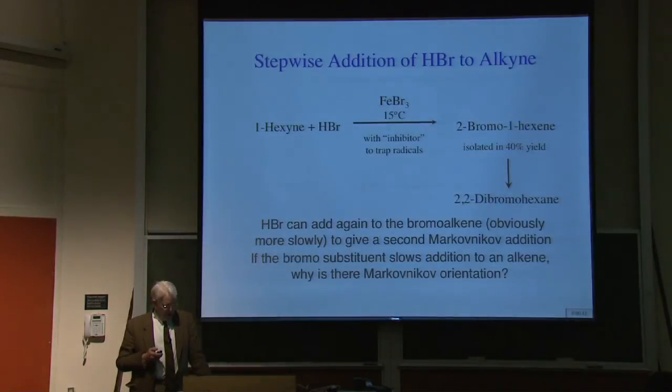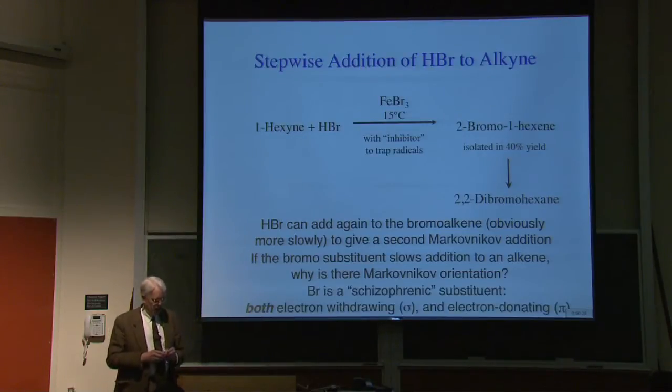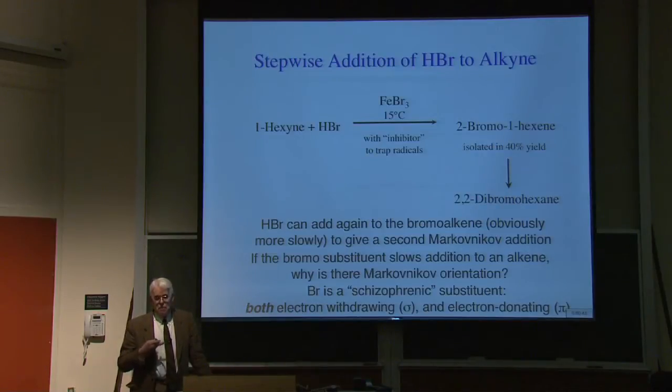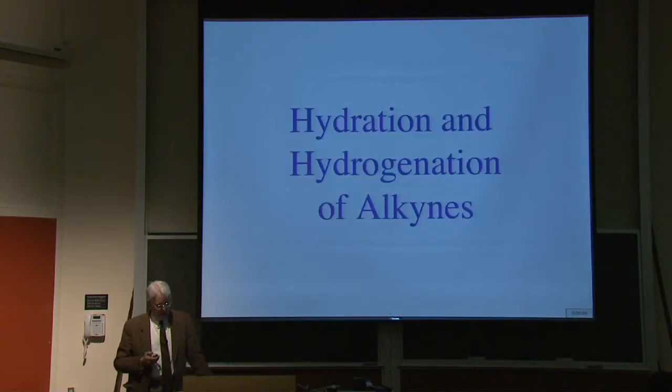Which, if the bromo substituent slows the addition to an alkene in order to make it slower than the initial addition to the already slow alkyne, why is the orientation Markovnikov? And we saw the resolution of that riddle a few lectures ago, that the halogens do two things. They withdraw electrons through the sigma bond and therefore make it harder to form the cation. But if you form the cation, make it next to the halogen so that at least you can profit from stabilizing the unshared pair on the halogen. Okay, we saw that before.